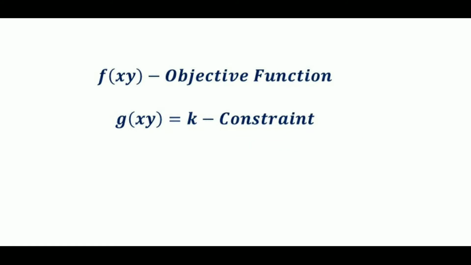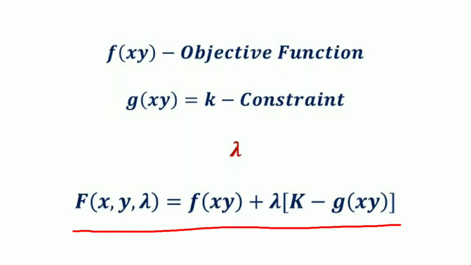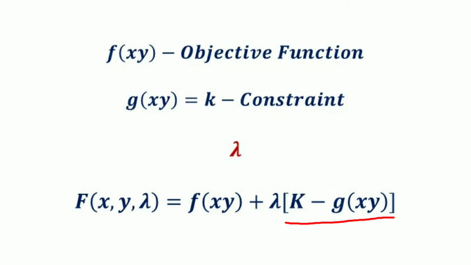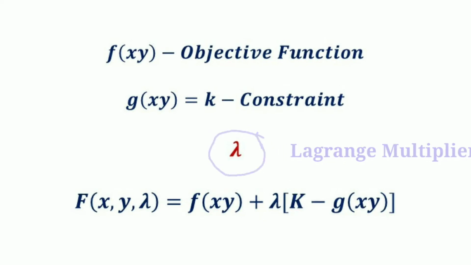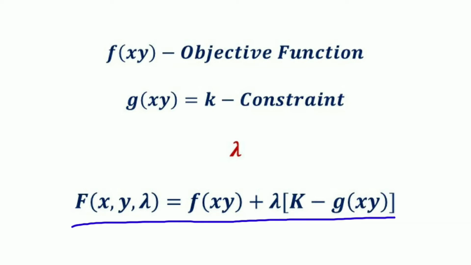So we are now going to form a new function, capital F. It can be formed by setting the constraint, g(x, y) equal to k, to equal 0, then multiplying it by lambda, where lambda is known as the Lagrange multiplier, and adding the product to the original function. Now the newly formed function will be F(x, y, lambda) equal to f(x, y) plus lambda times (k minus g(x, y)).